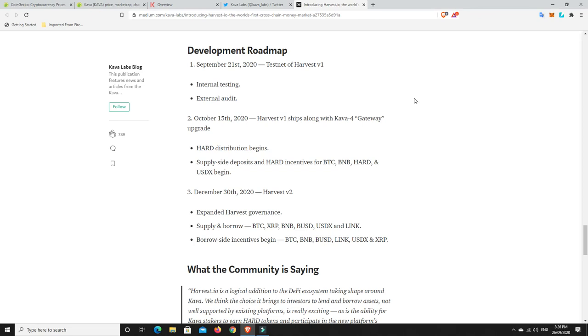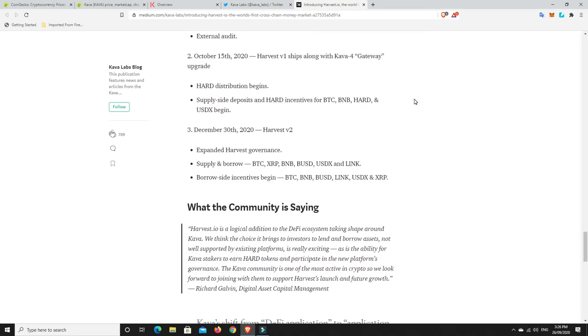So October 15th, 2020, Harvest version 1 ships along with KAVA 4 gateway upgrade. HARD distribution begins. So we're still a little while away, around about 3 weeks or so from that. Supply upside deposits and HARD incentives for BTC, BNB, HARD and USDX begin.